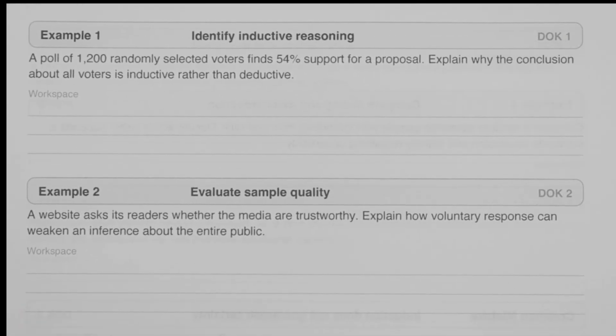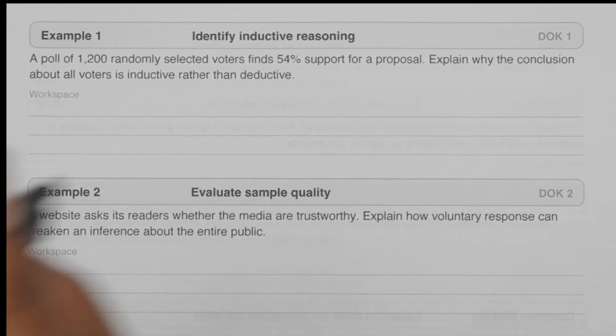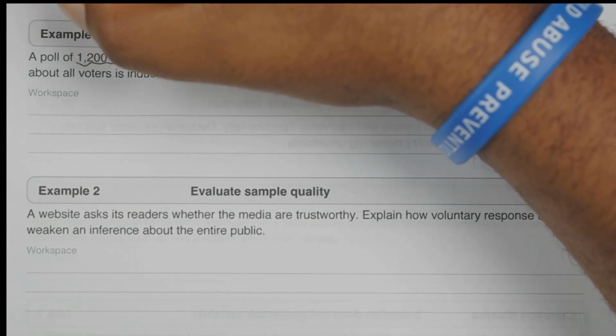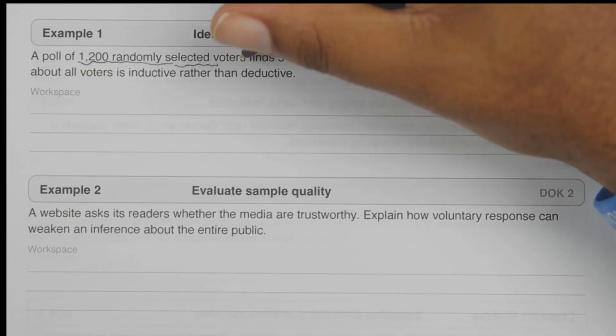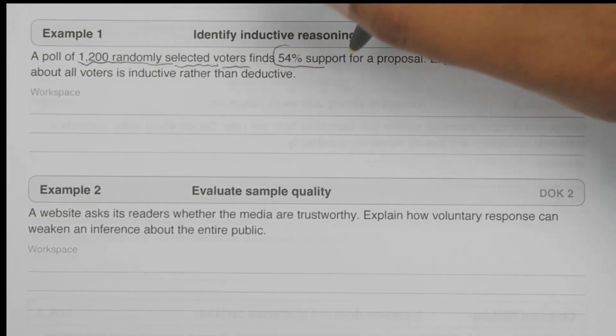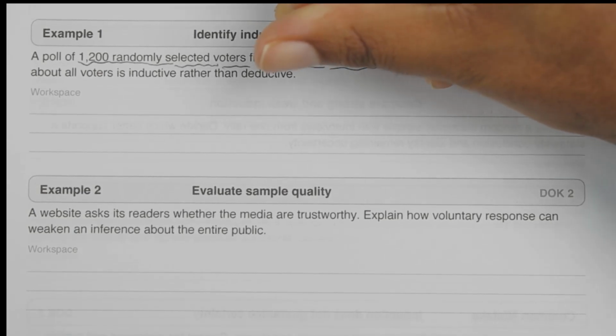Okay. So the first example, identify inductive reasoning. Suppose a poll surveys 1,200 randomly selected voters and finds 54% support for a proposal. Explain why the conclusion about all voters is inductive rather than deductive. The researchers then make a conclusion about all voters. So we have 1,200 randomly selected voters and 54% support the proposal.